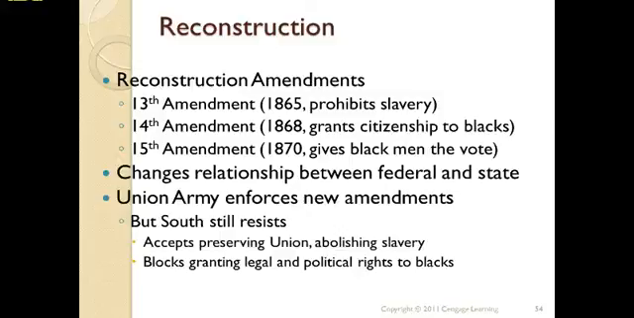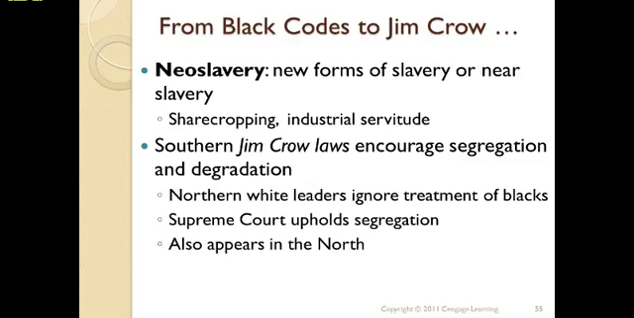This changes the relationship between federal and state governments because now the question is over who has the most authority and power, is it the federal government or the states? It's the federal government. The Civil War settled that question. The Union Army attempts to enforce the new amendments, but the South resists. Okay, they accept preserving the Union, and they have to deal with abolishing slavery, but they block at every opportunity any granting of legal and political rights to blacks. Okay, so it's very important, and this is where we get into the black codes and into Jim Crow.